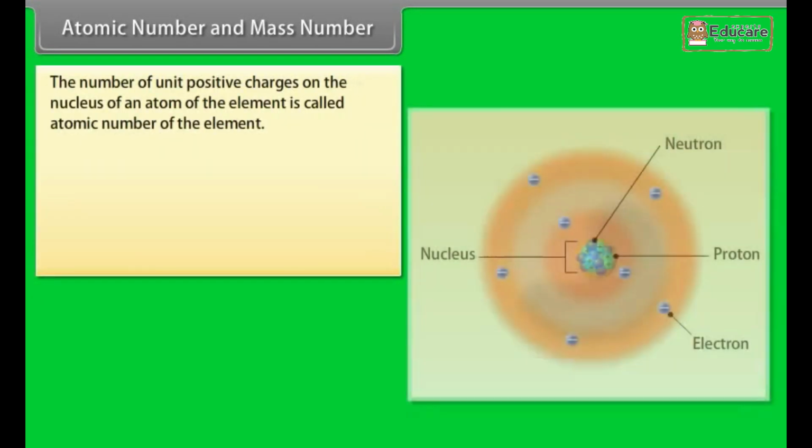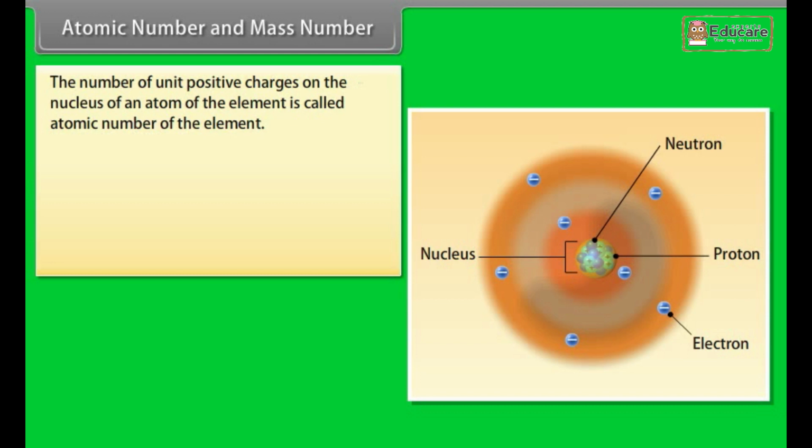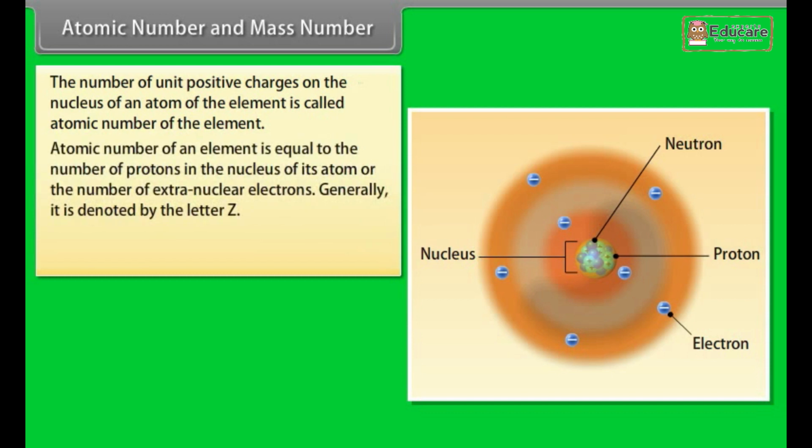Atomic number and mass number. The number of unit positive charges on the nucleus of an atom of the element is called atomic number of the element. Atomic number of an element is equal to the number of protons in the nucleus of its atom or the number of extranuclear electrons. Generally, it is denoted by the letter Z. Atomic number Z is equal to number of protons is equal to number of electrons.